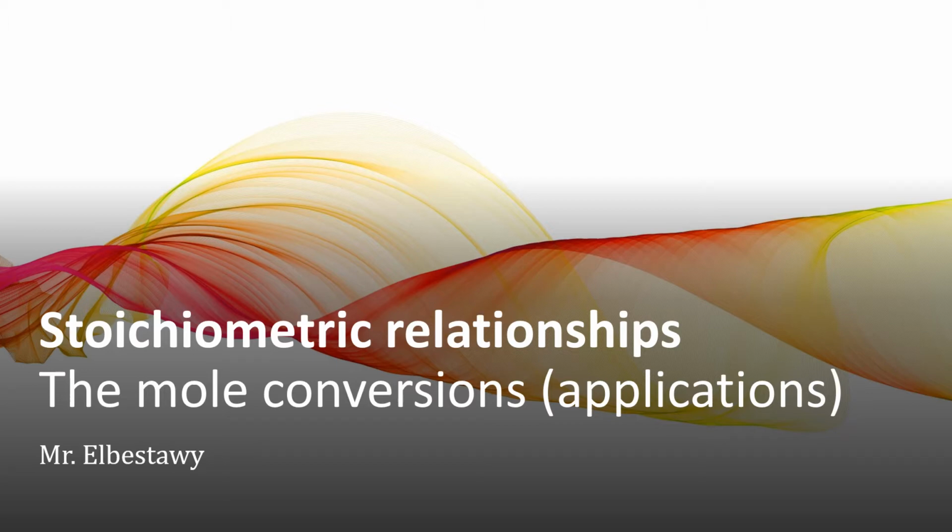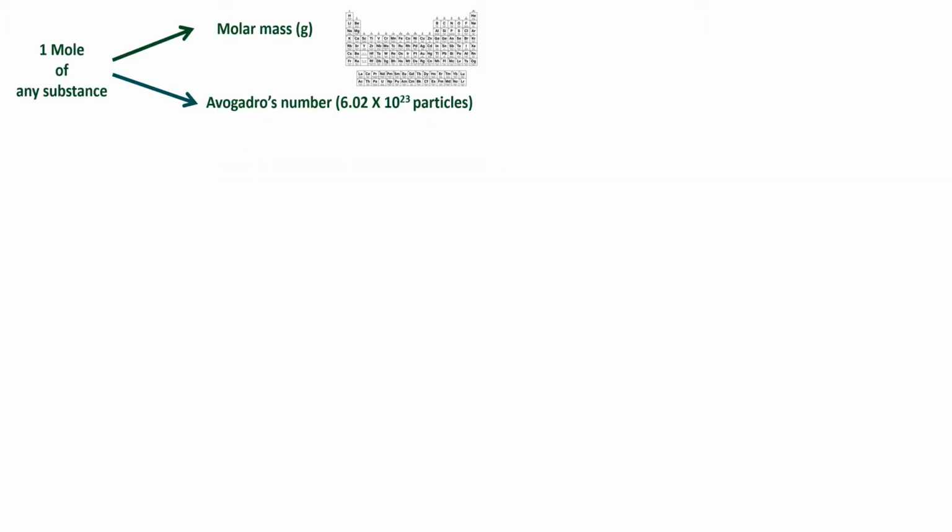Let's get started. First thing, before solving problems about the mole, we have to know that we have two main conversions for the mole. From mole to mass, and it will be using the molar mass. So we need to use the periodic table to find the molar mass if we would like to move from mole to molar mass in grams. The next conversion is from mole to number of particles. What we are going to use is Avogadro's number. So 1 mole is equivalent to Avogadro's number, which is 6.02 multiplied by 10 to the power 23 particles.